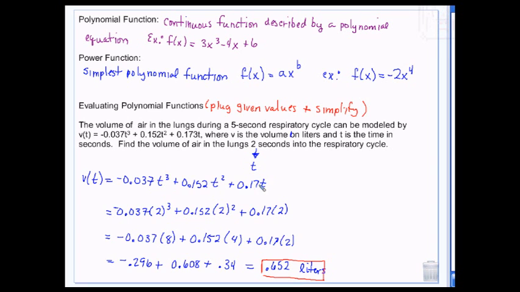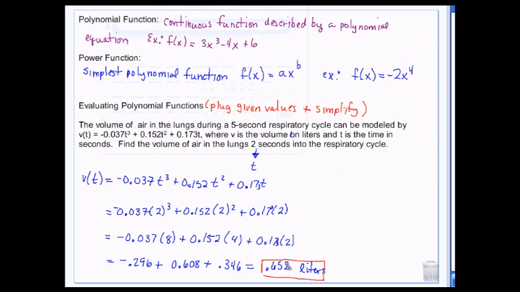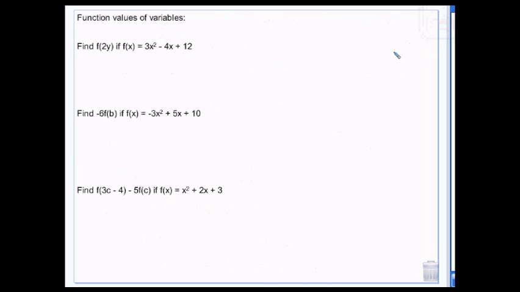Good catch. Thank you. Which will actually change this number, 0.0173 times 2, 3, 4, 6, which will change that to an 8. So it's 0.658 instead of 0.652. Thanks for catching that. Now, you can do evaluation where we plug in a number, or you can do evaluations where we plug in other things and we can change the functions essentially. So f of x is 3x squared minus 4x plus 12, but I want to know what's f of 2y.